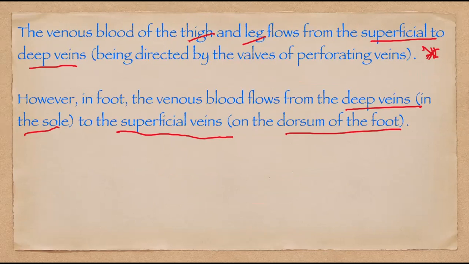So from the deep plantar arch, sorry, from the deep venous plantar arch to the dorsal venous arch. Within the foot, blood flows from deep to the superficial or dorsum of the foot, whereas in thigh and leg, it flows from superficial to the deep.